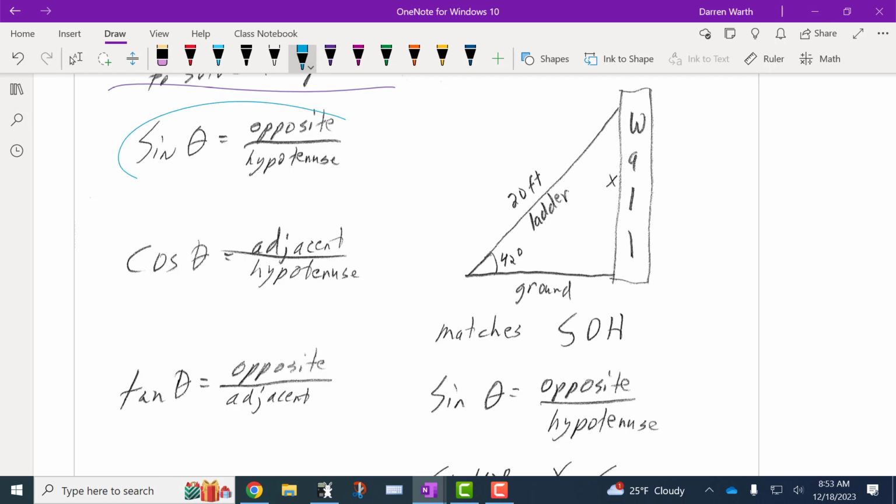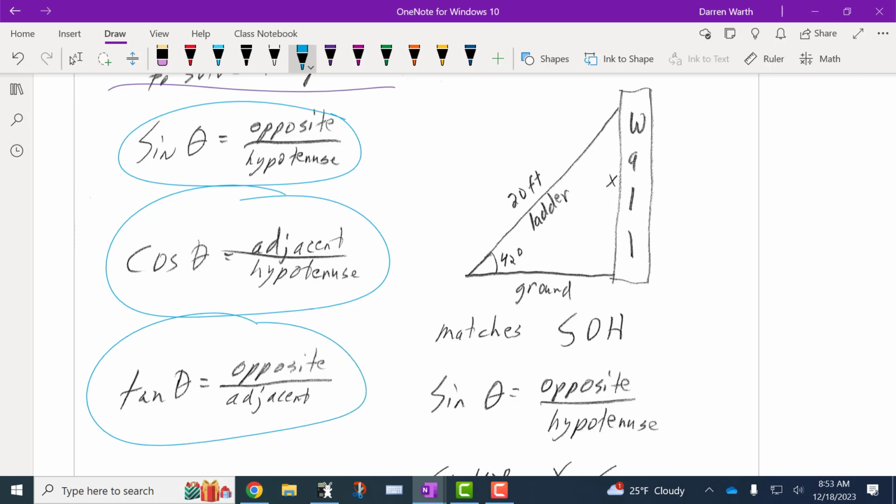So sine of theta is opposite over hypotenuse, cosine of theta is adjacent all over hypotenuse, tangent of theta is opposite over adjacent. So I go ahead and draw a shape here. It says that this ladder is leaning against a wall. So here's my wall right here. And then it says that the ground, it says that where you are, 20-foot ladder.